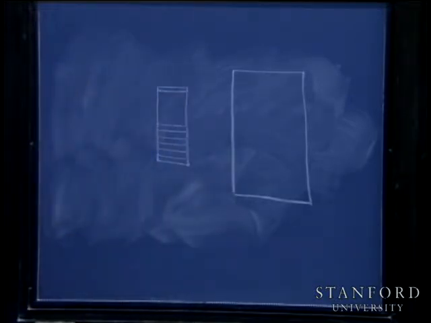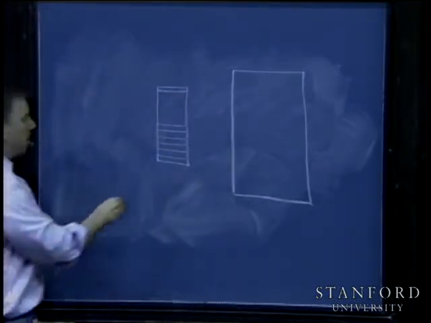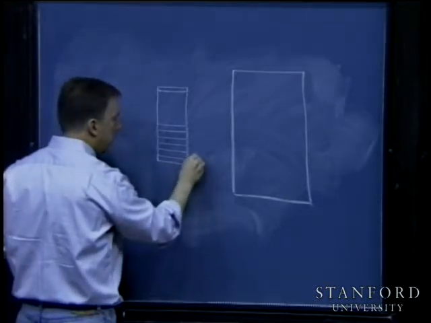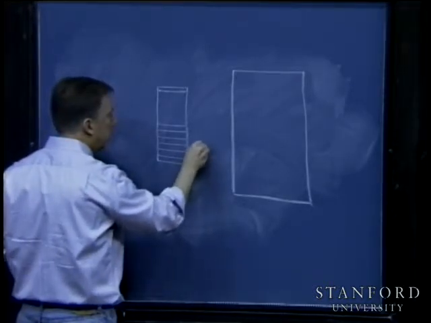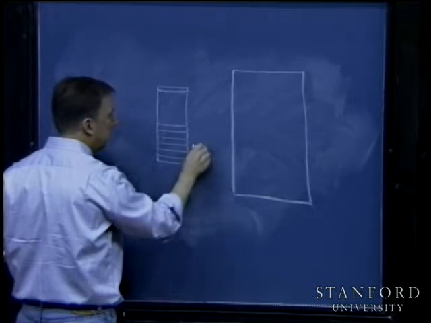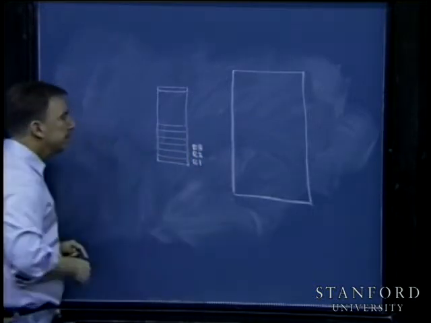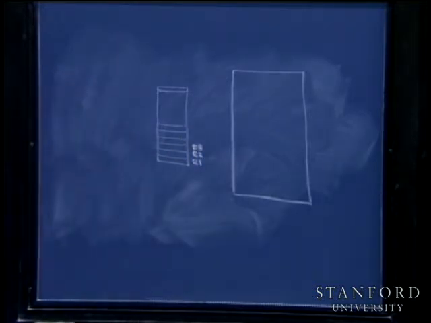Okay? Does that make sense to people? I'm going to call this R1, I'm going to call this R2, I'm going to call this R3, and I'm going to draw a 3 instead of a 2, etc. And those are going to be the names for these registers.